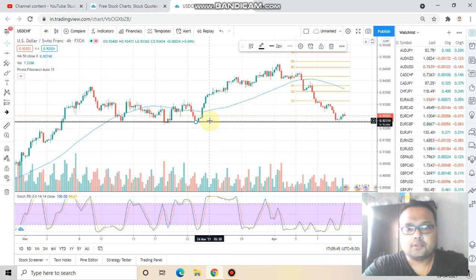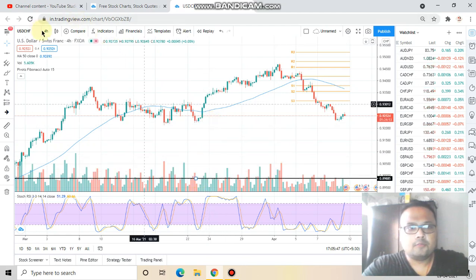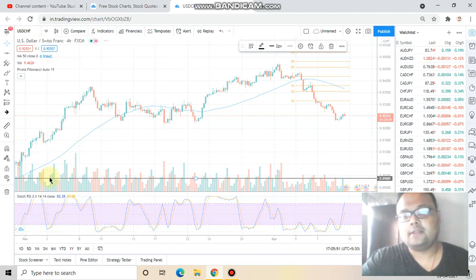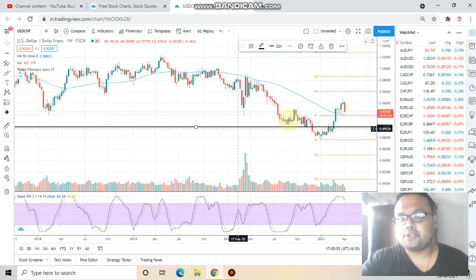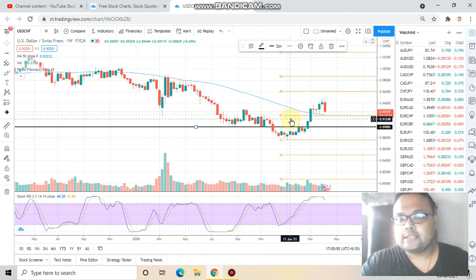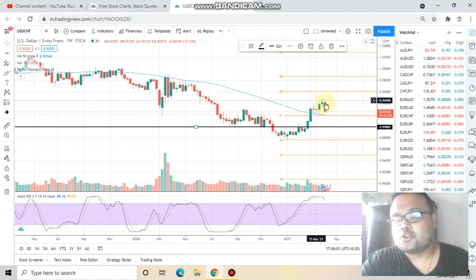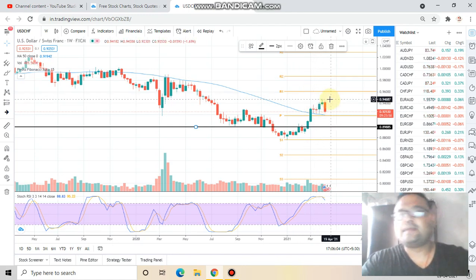Now let me switch to the weekly time frame and see the bigger picture. In the weekly time frame, we can see that after making a shooting star pattern in the previous week, the market has formed a shooting star pattern again. Therefore there was some price rejection from above. As a result, we are seeing a red candle this week.